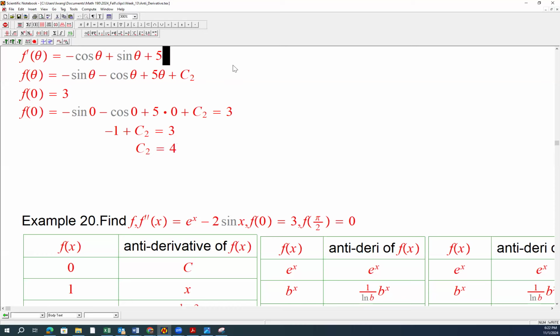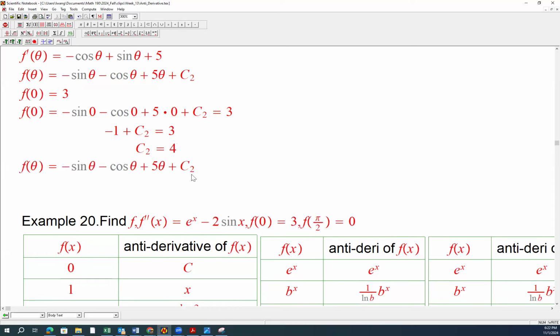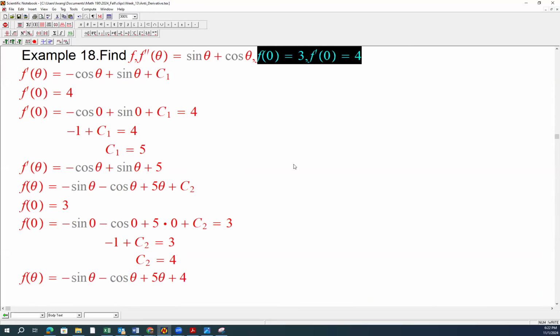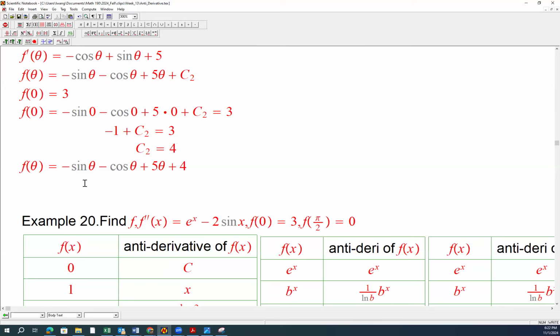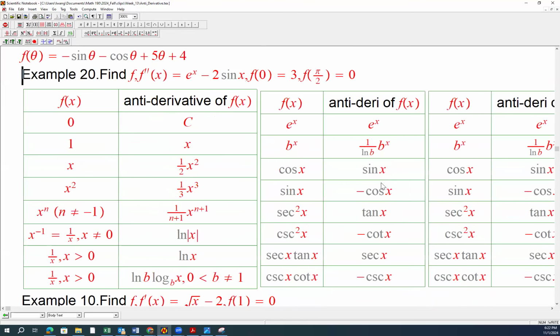So finally, the function would be, okay, C2 will be replaced by 4. And that's the final function, which satisfies the 2 additional conditions. And last but not least, for this recorded lesson, okay, number 20.